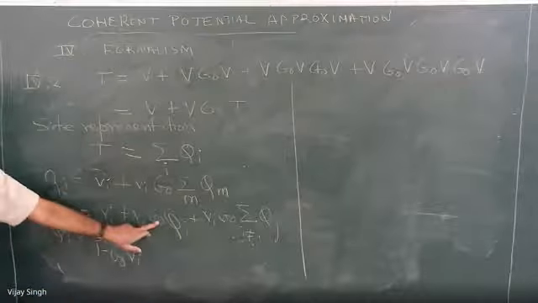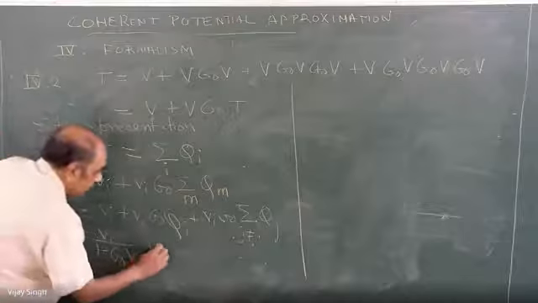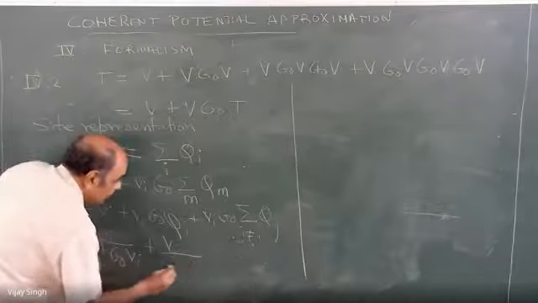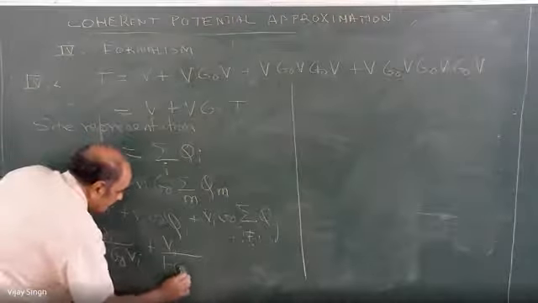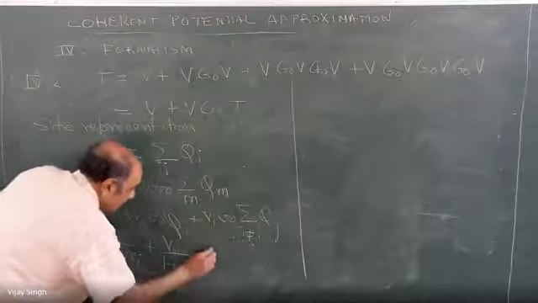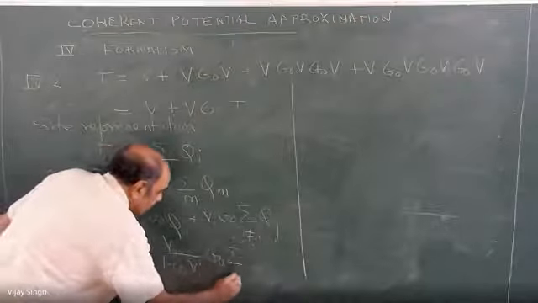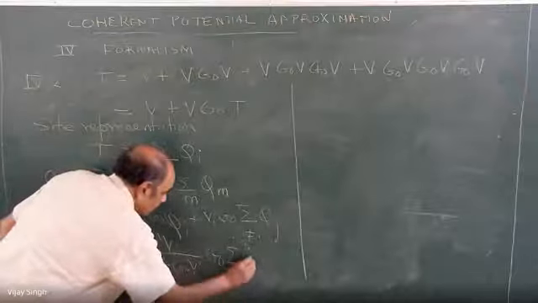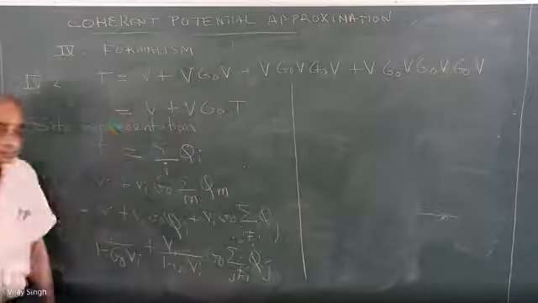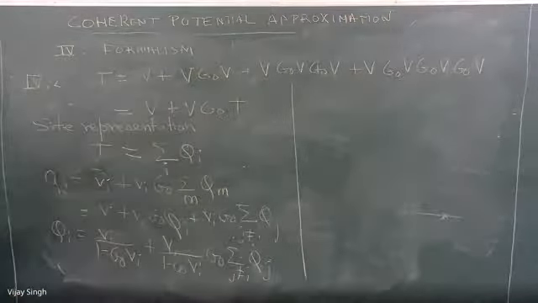Okay. Are you comfortable with this? Plus V(1 - G0 V) G0 V, sum over j not equal to i of Q_j. Okay. Right.